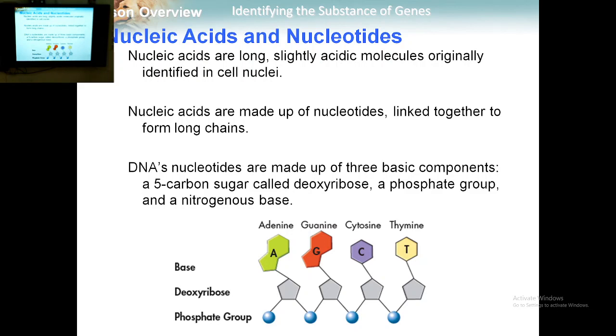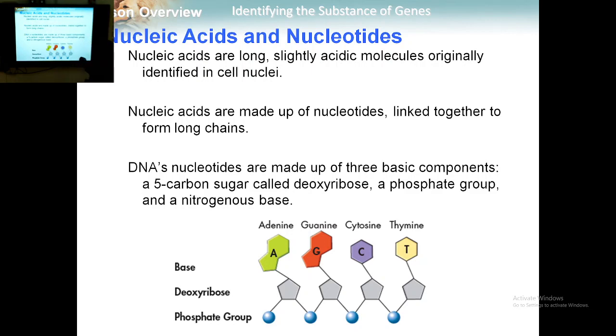DNA nucleotides are made up of three basic components. The main idea is you have to know the basic components of the nucleotide, which are a 5-carbon sugar called deoxyribose, a phosphate group, and a nitrogenous base, and we have 4 nitrogenous bases. DNA is abbreviated for deoxyribonucleic acid. Deoxy is related to deoxyribose, which is the 5-carbon sugar without a 3' oxygen, with a phosphate group and nitrogenous bases.